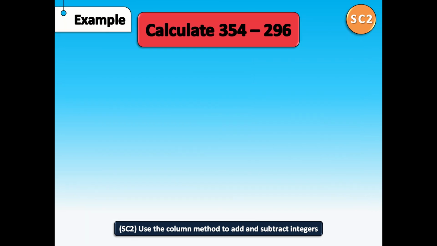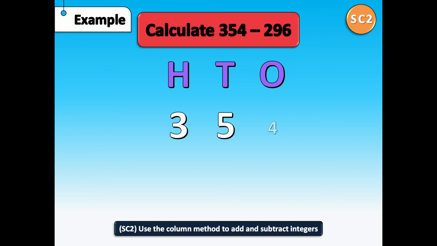This time we want to subtract 296 away from 354. So we need to put them into columns of hundreds, tens and ones. And we've got 354 and we've got 296, and we're going to take them away from each other.